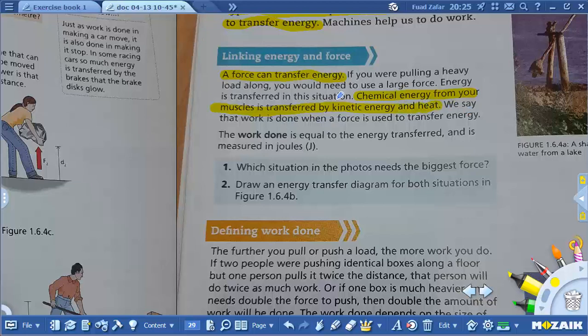We say that work is done when a force is used to transfer energy. So what is work done? When a force is used to transfer energy, it is known as work done. The work done is equal to the energy transferred and is measured in joules. So work done is equal to the energy transferred and is measured in joules.